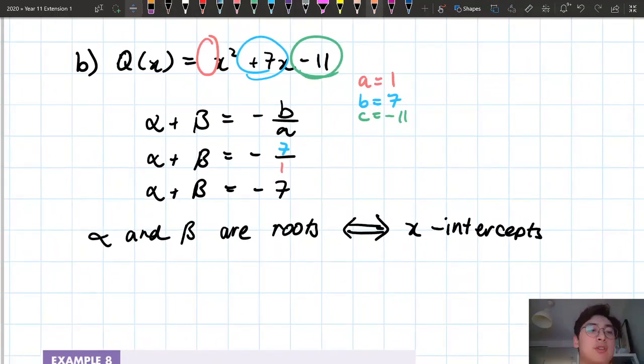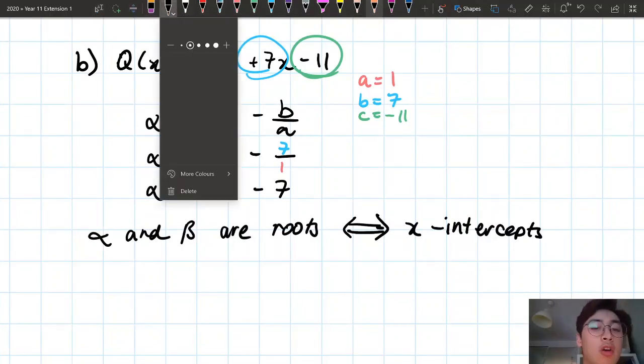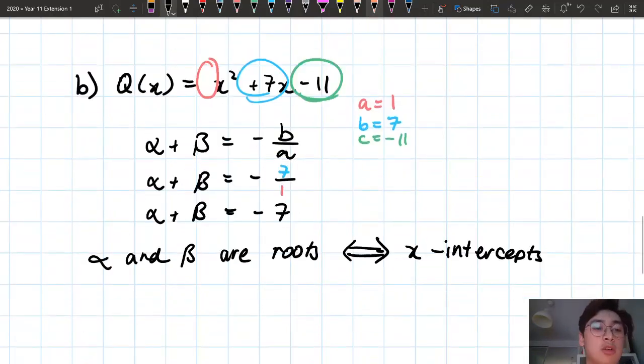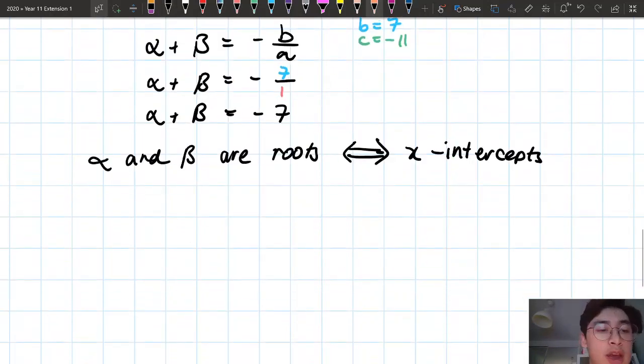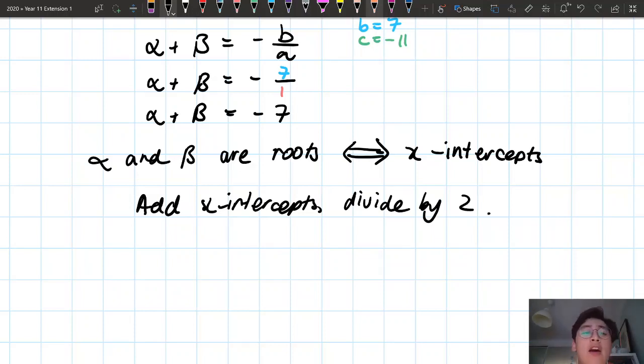So let me recall, when we were trying to find the axis of symmetry previously, what did we do? Well, we added the x-intercepts and then divided by 2. So if we know that alpha and beta are the roots, then all we need to do is alpha plus beta divided by 2.